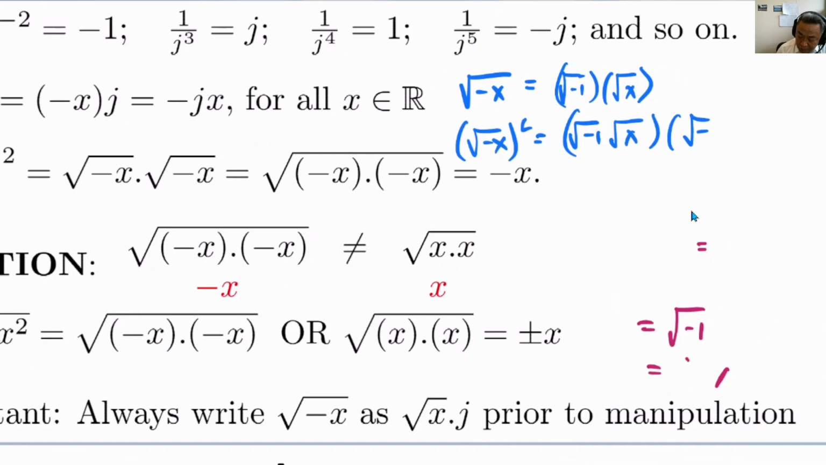So the square root of minus x, squared, is equal to the square root of minus 1 times the square root of x, times the square root of minus 1 times the square root of x. The square root of minus 1 times the square root of minus 1 is minus 1. The square root of x times the square root of x is x. So the answer is minus x. So this is also how you can solve this by brute force.